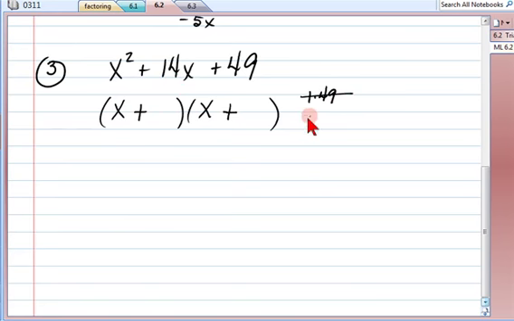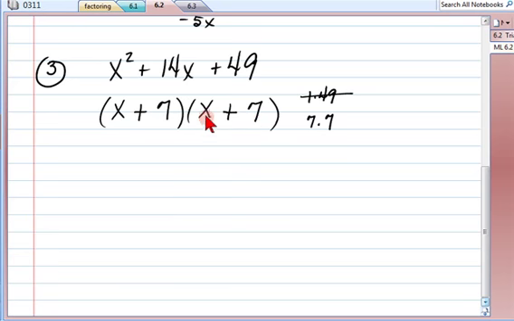Another way to get 49 is what? 7 times 7? Do those add up to be 14? Yeah. Then that's what I'm going to choose. I'm not going to feel fully confident until I do FOIL with my potential answer.